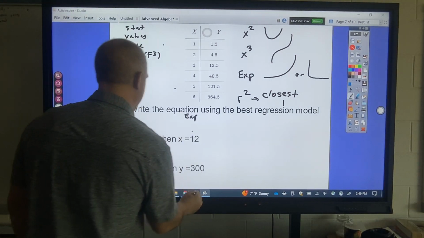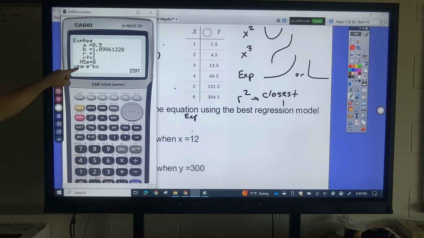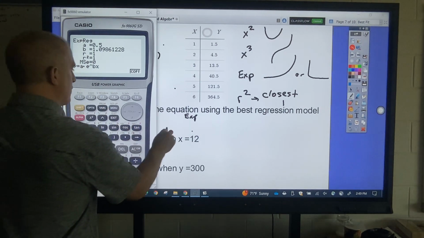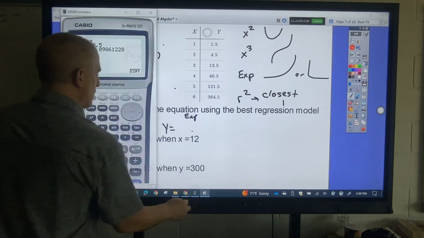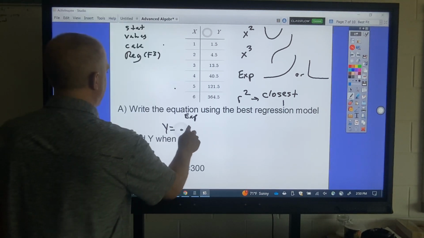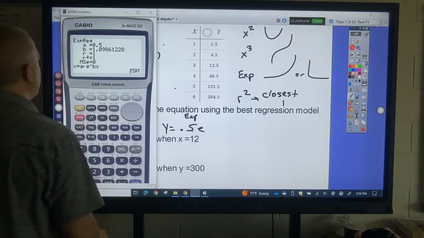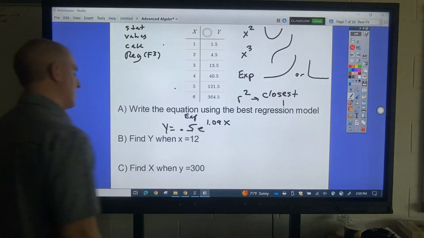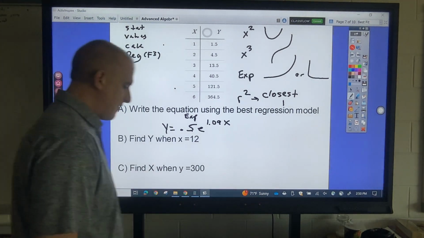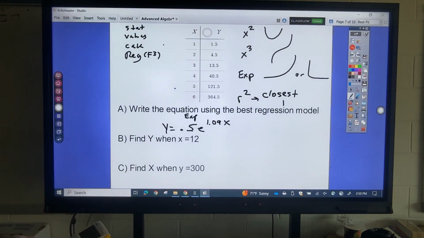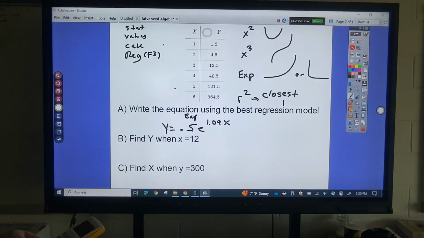On my calculator, you can write either one, but basically you get y equals, and some calculators give you a choice of a, b, x. I do not get that choice. So that is 0.5 e to the 1.09x. That would be the equation. If you're doing the ABX one, let me just do it real quick in my calculator here.